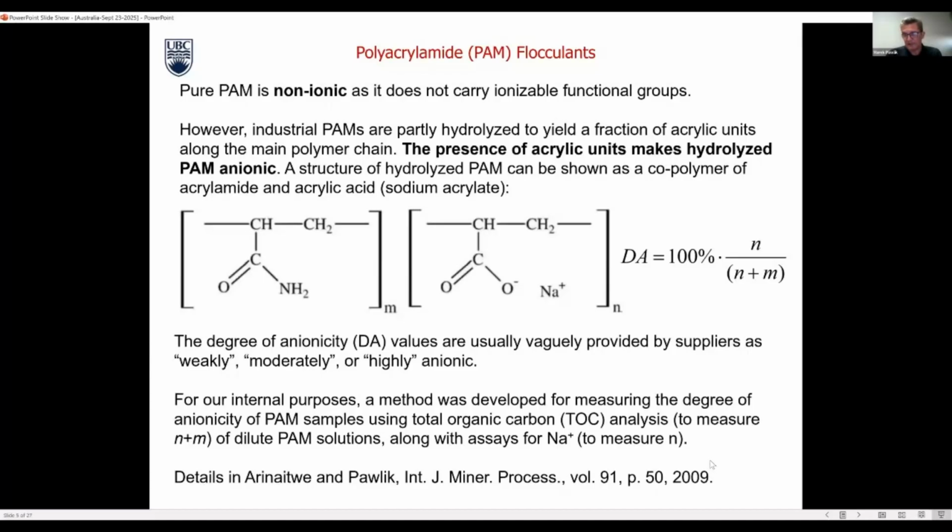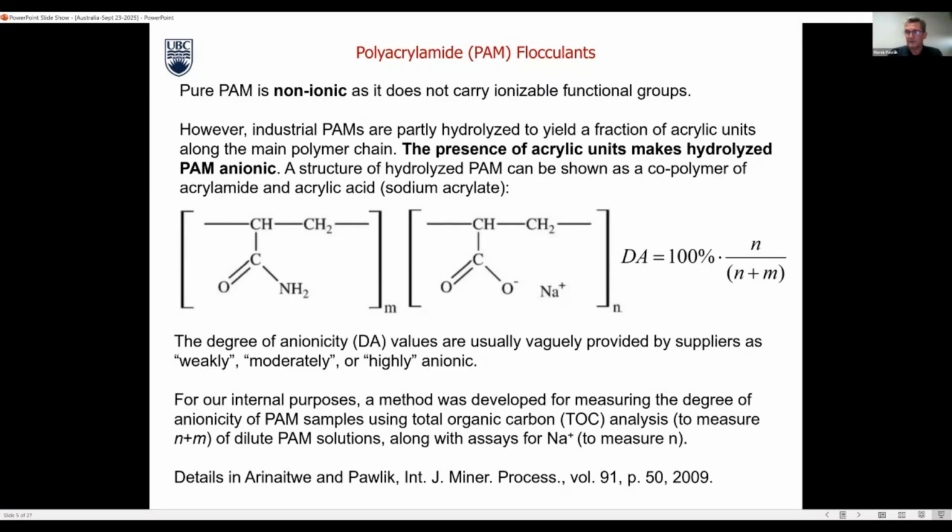And again, the name Arina Itwi, those of you who work with flocculants, actually is now the manager of R&D with Scienceco, a parent company from Solvay, which is a parent company from Cytec. So very much in the middle of this flocculant and polymer business. So anyway, we were then able to essentially determine ourselves what the degree of anionicity of our sample was.